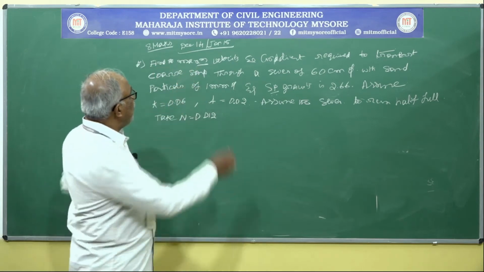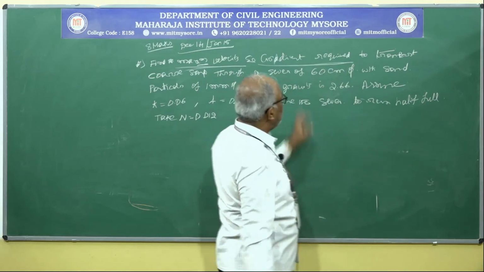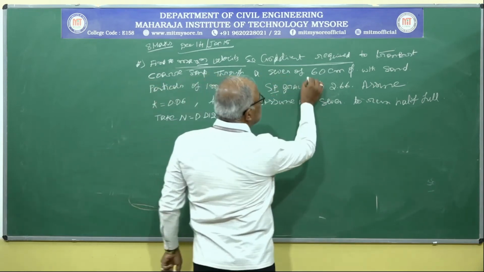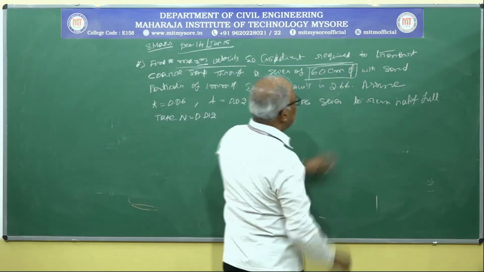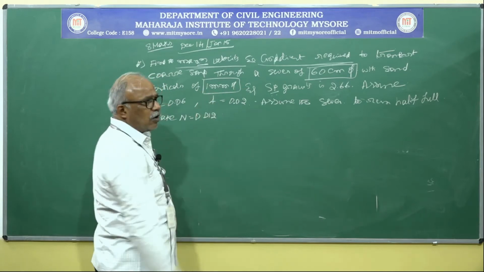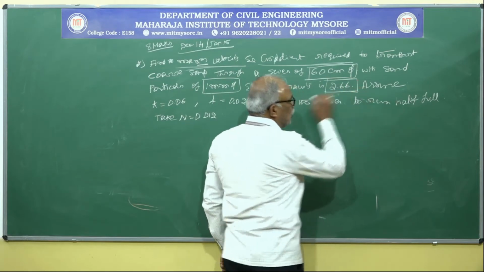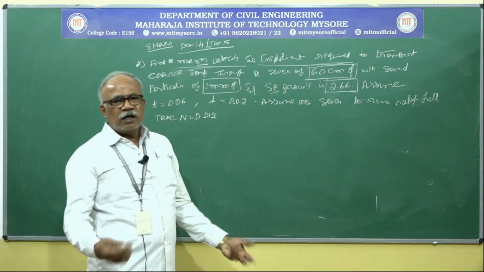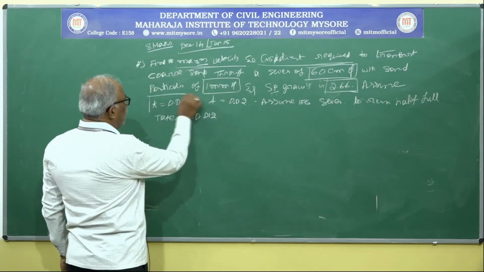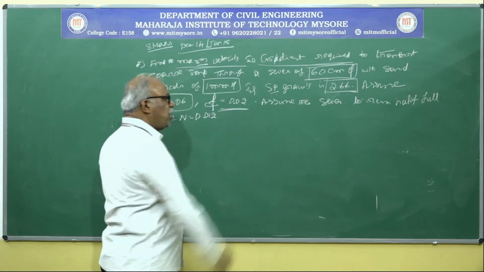So find the maximum velocity. You have to calculate the maximum velocity, and the gradient also. Gradient required to transport coarse sand through a sewer of 60 centimeter dia, with sand particles of 1 mm dia. Are you clear or not? The specific gravity is 2.66. It is given in the problem also, so you don't need to assume any specific gravity. And also assume the value of k equals 0.06 and the value of small f is 0.02.